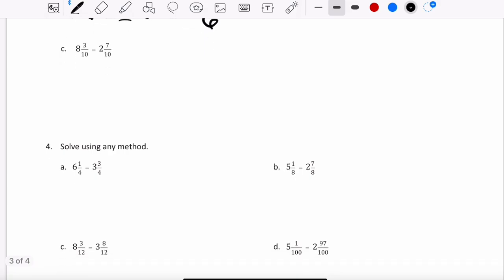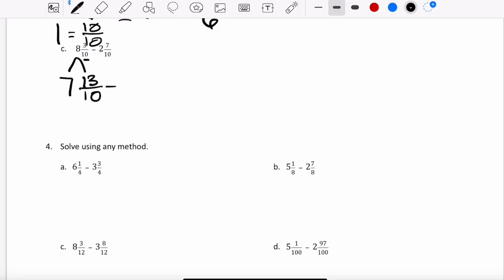On C, we look at our fractions first. So 3/10 minus 7/10, we know we can't do that, so we're going to have to borrow from our whole. We take 1 away, which makes that 8 into a 7. That 1 that we took away becomes a fraction. We look at our denominators, which are 10, so we know that our fraction is going to be 10/10. We add our 10/10 to our 3/10, which gives us 13/10.